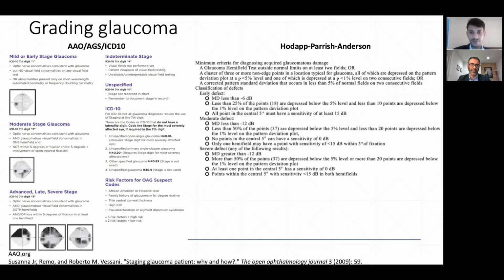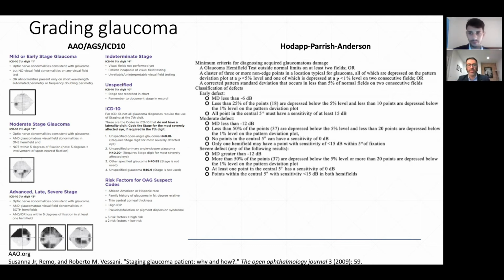But in terms of visual function, so mild or early patients, they have no visual field defects. Moderate patients have defects only in one hemifield, and then advanced, of course, is anything worse than that. So it does make sense in one way, but then a lot of our landmark studies, they didn't really use something close to that. They used something more similar to maybe the Hodapp-Parrish-Anderson criteria, or there's other glaucoma severity score scales out there. Yeah, absolutely.